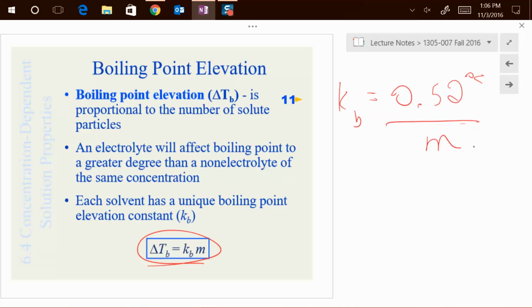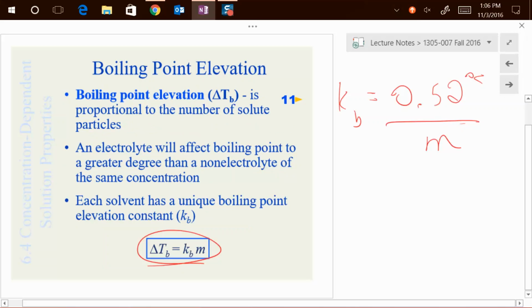So this is the Kf for water. For every solvent, there's a different Kf and Kb. And if you were doing it for something else, which you won't be, you would need to know what that constant is. Okay?